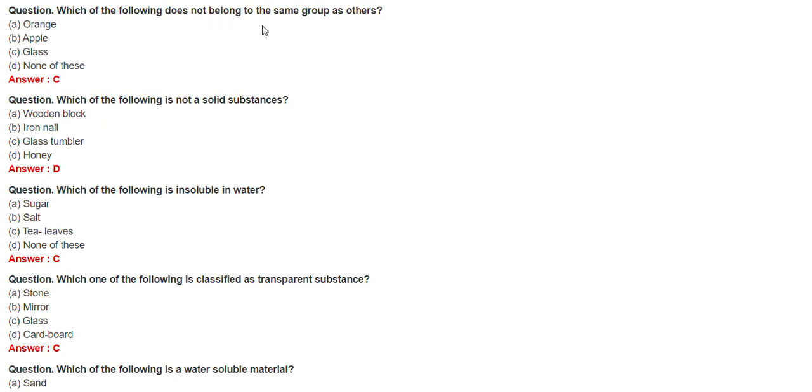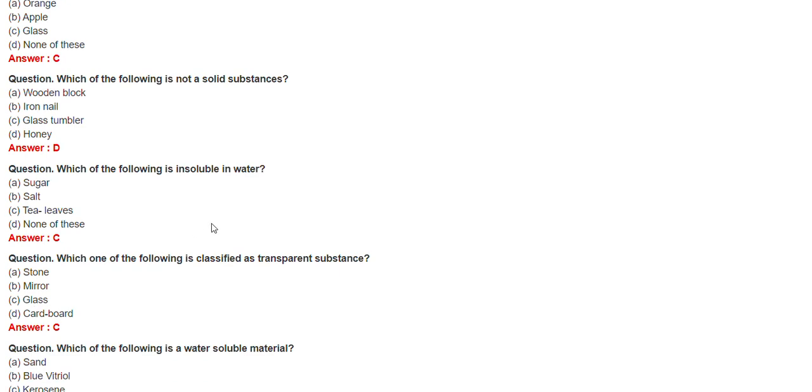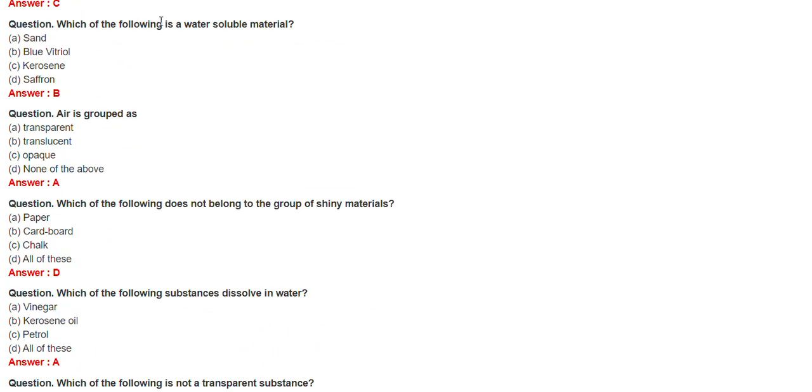Which of the following does not belong to the same group as others? Glass. Which of the following is not a solid substance? Honey. Which of the following is insoluble in water? Tea leaves. Which of the following is classified as transparent substances? Glass. Which of the following is a water soluble material? Blue vitriol. Air is grouped as transparent.